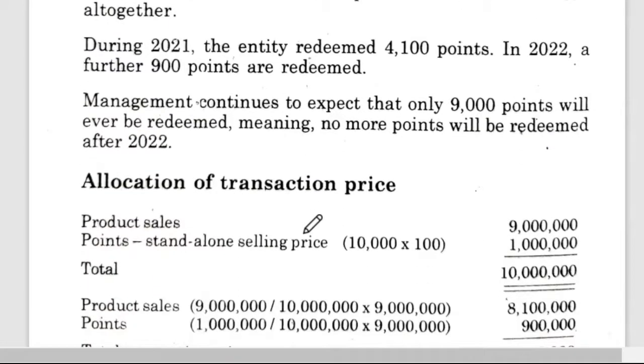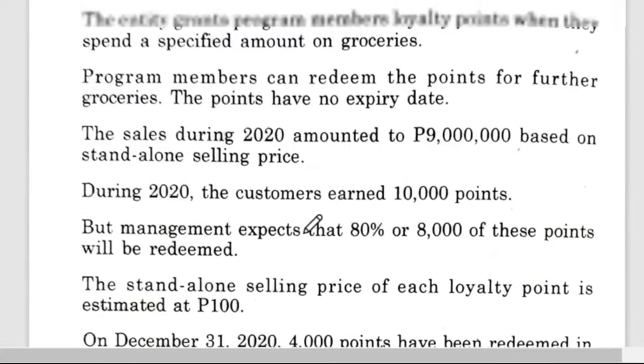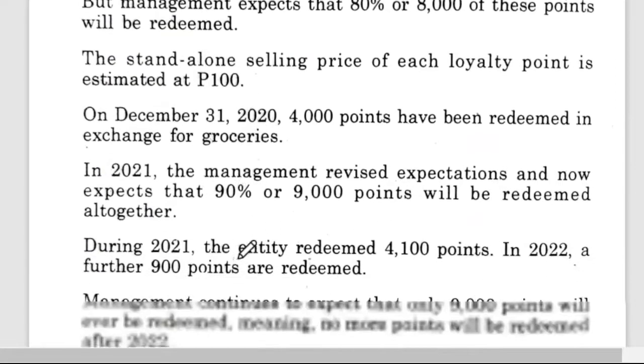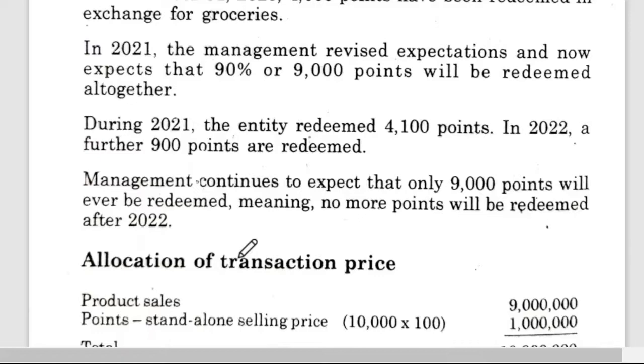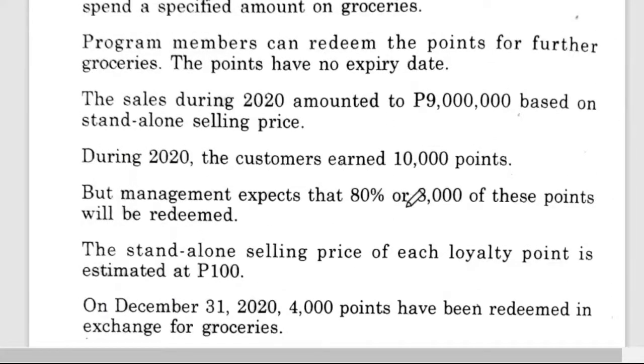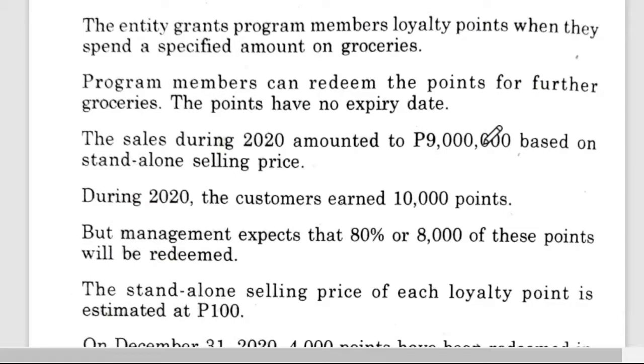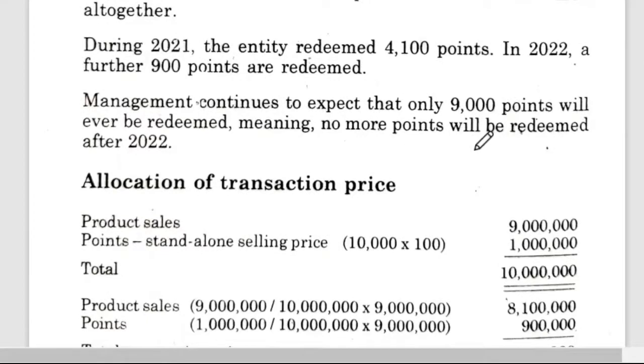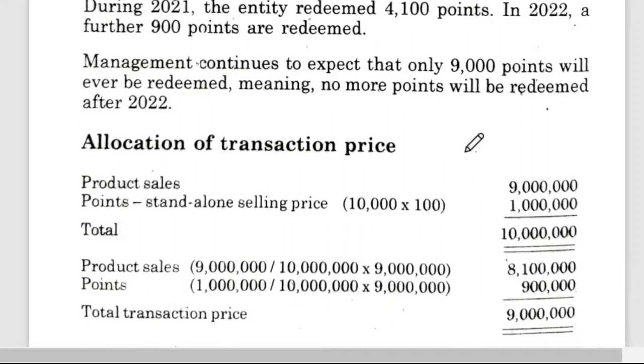Okay? So, how do we allocate the transaction price? So, remember that the standalone selling price of the loyalty points is 100 pesos. Okay, so that's for the points alone. And we have to go to the details. The sales is worth 9 million based on standalone selling price. So that's for the 9,000. For the sales. So that's 9 million worth of sales. And we have to separate, di ba? According to the standard, we have to allocate, di ba, the price between the points and the sales.